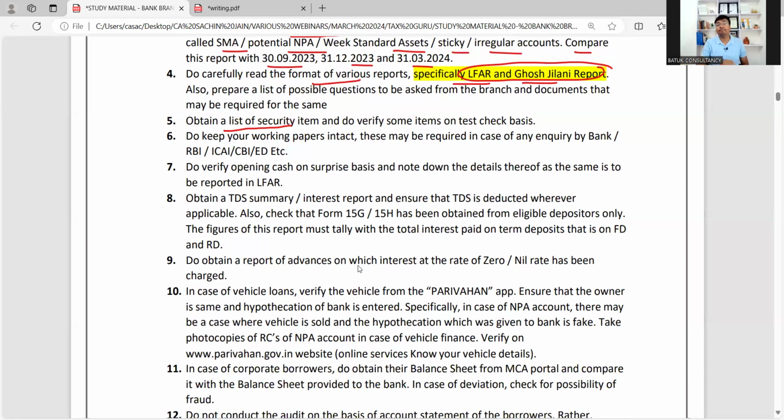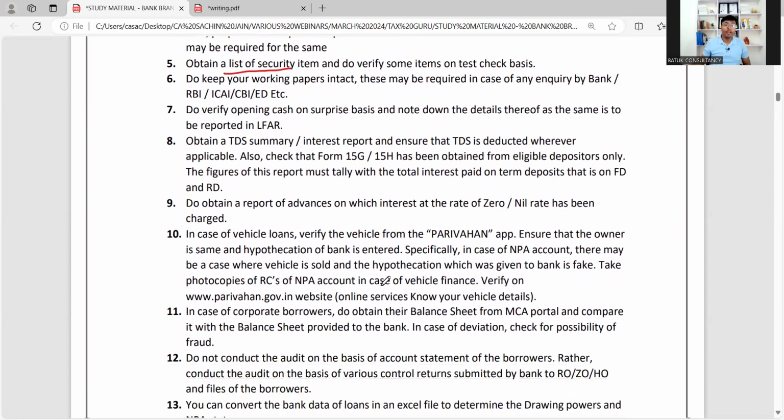Obtain the list of securities and do verify the same on the basis of test check. Suppose you are checking certain loan files and there is a security submitted as collateral, a housing property. You may check the original documentation papers of that house, and if you have certain suspicion on the original documents, you may physically verify the place.